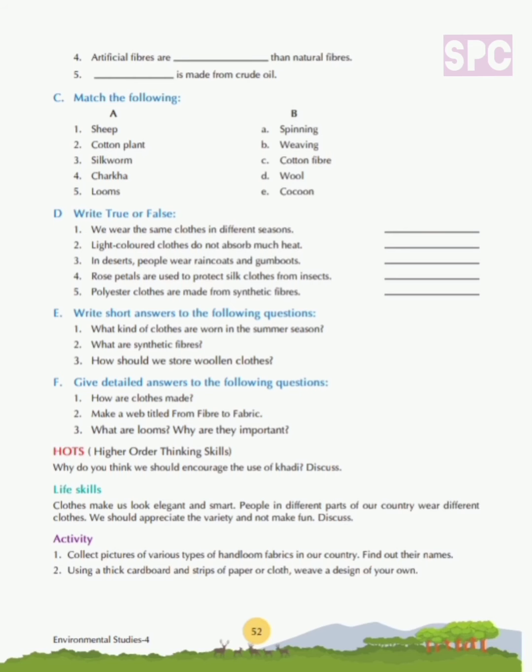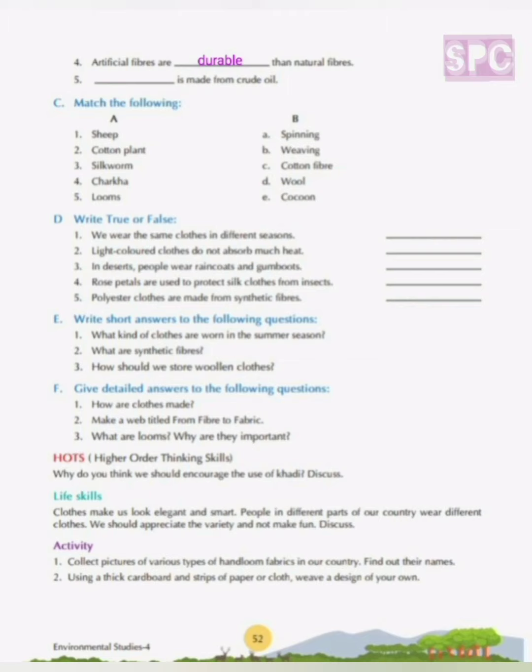Question number 4. Artificial fibers are dash than natural fibers. So artificial fibers are durable than natural fibers. Question number 5. Dash is made from crude oil. So it is synthetic fiber. Synthetic fiber is made from crude oil.